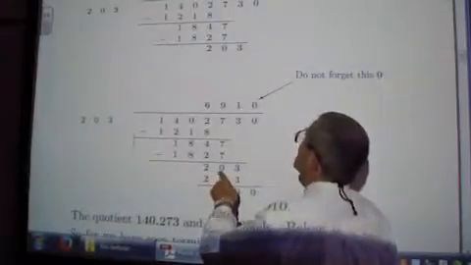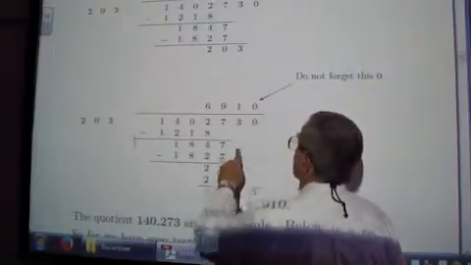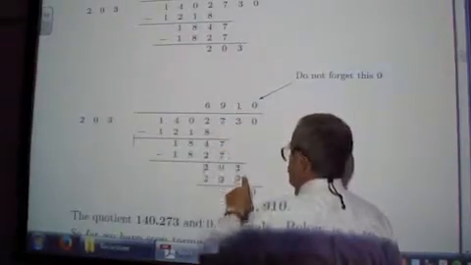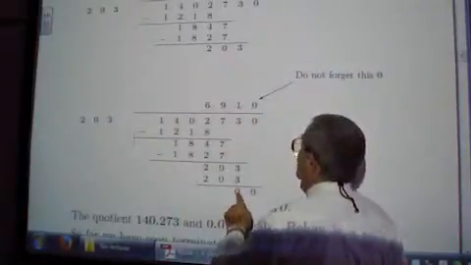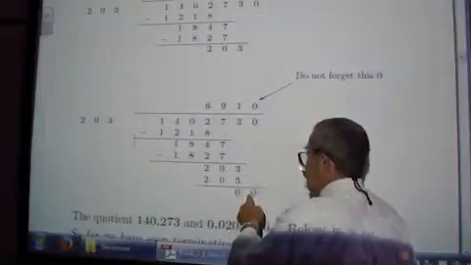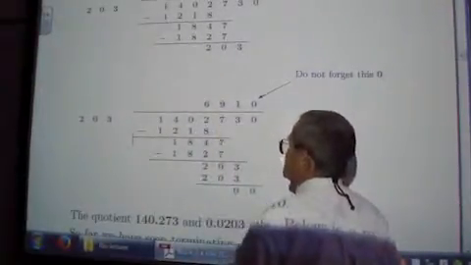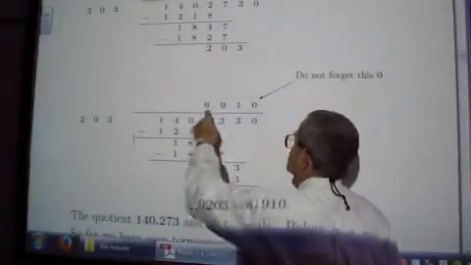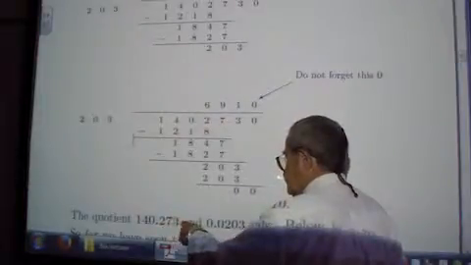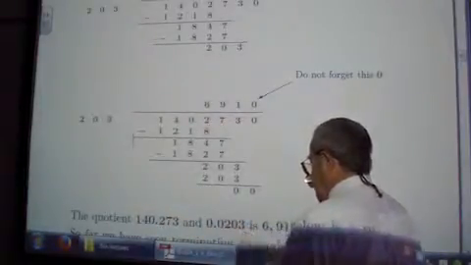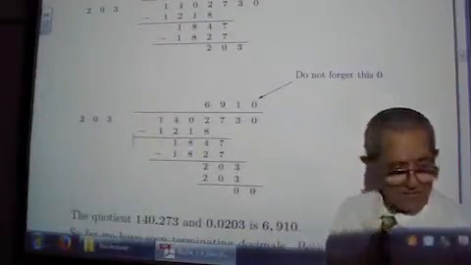There's my 203 from above. How often does 203 go into 203? Once. That's above the digit 3. 1 times 203 is 203, which I subtract, that's a 0. I am not finished, there's another 0 here, and in that 0, 203 goes 0 times. So my answer then is 6,910. The quotient of 140.273 and 0.0203 is 6,910.